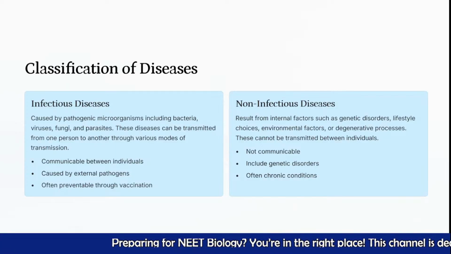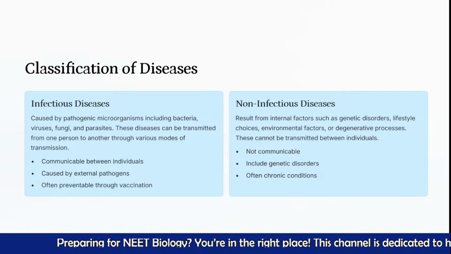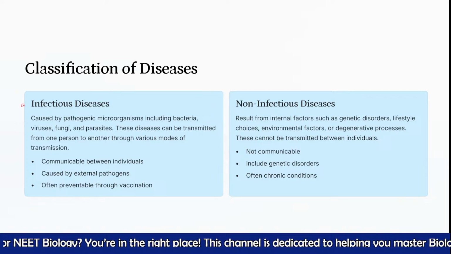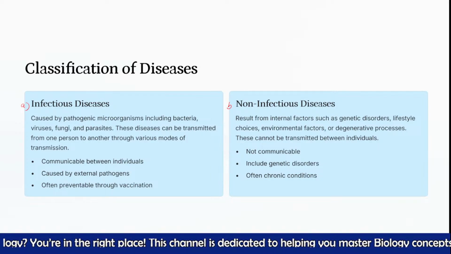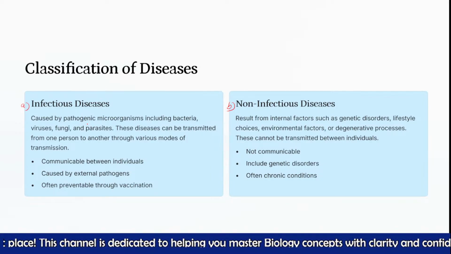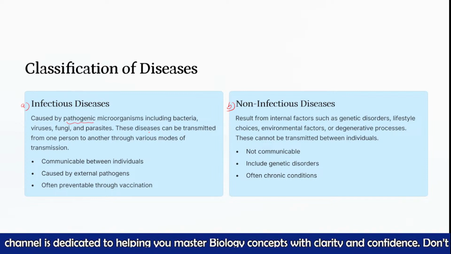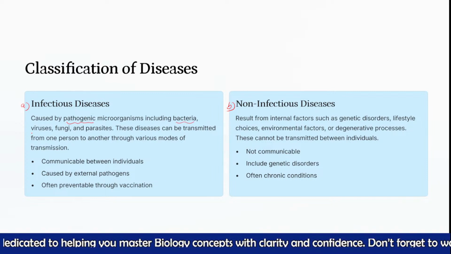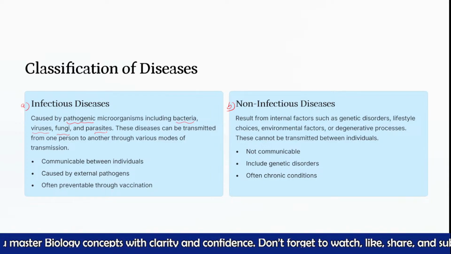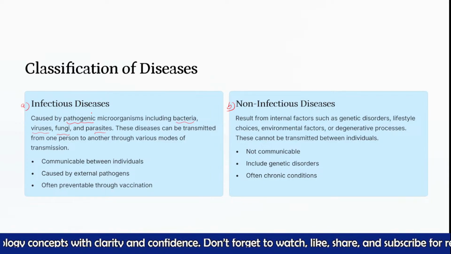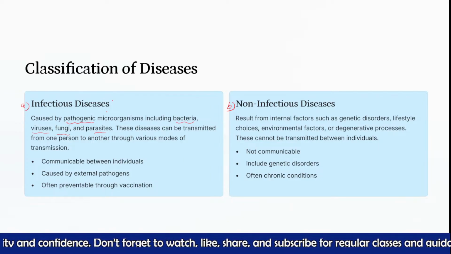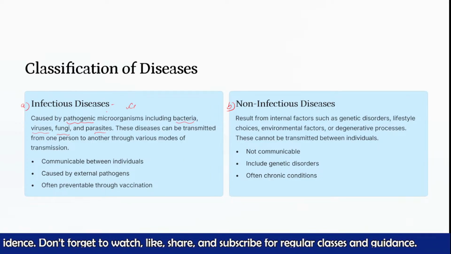Coming to another classification of disease, one is infectious and the second is non-infectious disease. Infectious diseases are caused by some pathogenic organisms such as bacteria, virus, fungi, protozoa, etc. These infectious diseases can be spread from one person to another. So it is also called a communicable disease.